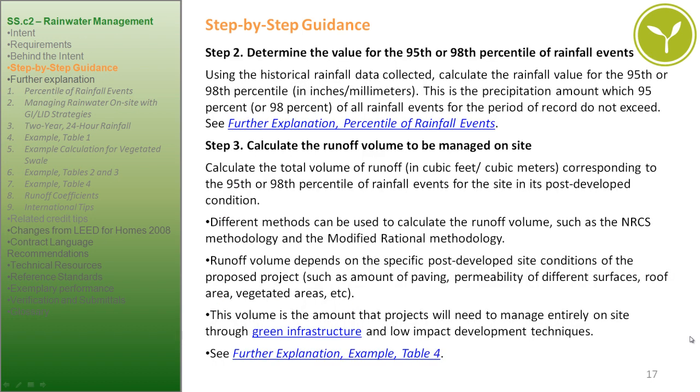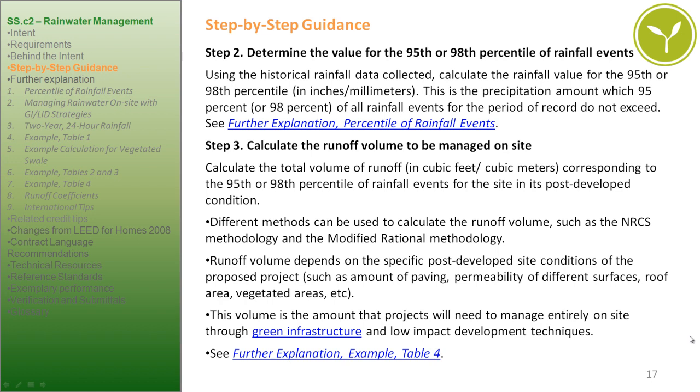Step 2. Determine the value of the 95th or 98th percentile of rainfall events. Using the historical rainfall data collected, calculate the rainfall value for the 95th or 98th percentile in inches or millimeters. This is the precipitation amount which 95% or 98% of all rainfall events for the period of record do not exceed. See further explanation, percentile of rainfall events.